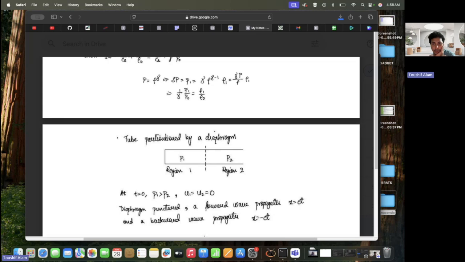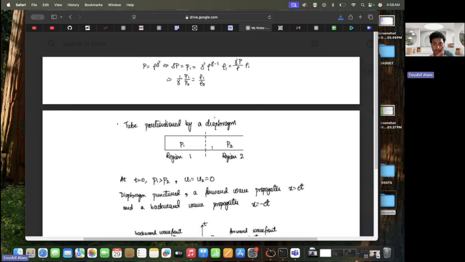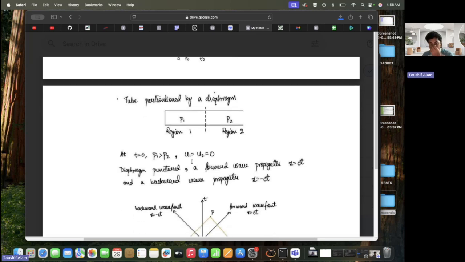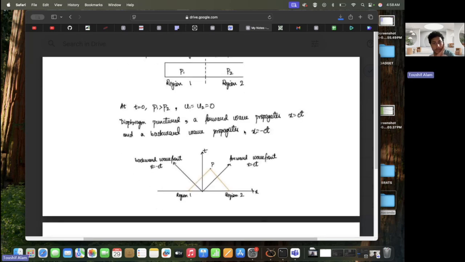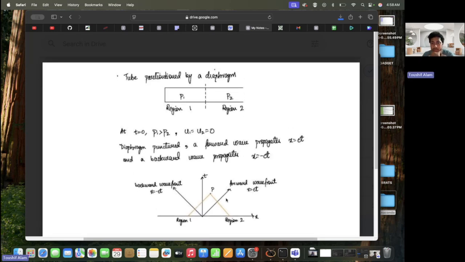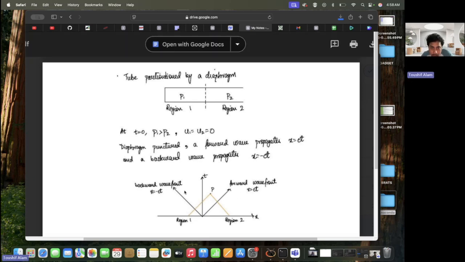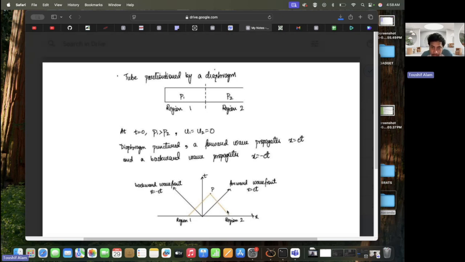Partitioned by a diaphragm. So P1, P2 are the pressures in region 1 and region 2. At T is equal to 0, P1 is greater than P2, and U1 is equal to U2 is equal to 0. Suppose the diaphragm is punctured now. Say a forward wave propagates as x is equal to ct, and a backward wave propagates as x is equal to minus ct. X is equal to ct is this curve. Sorry, x is equal to ct. This is x and t. x is equal to ct is this one.